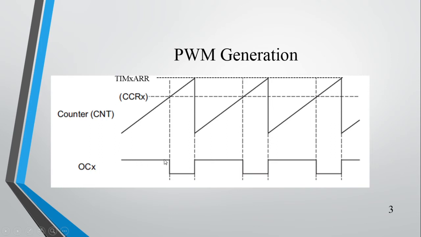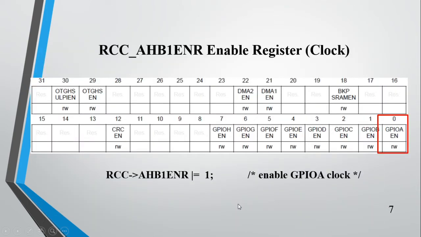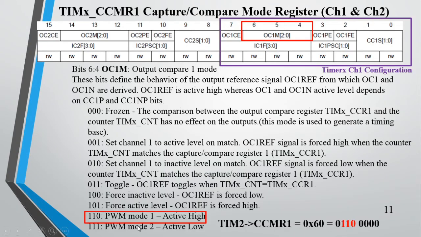If you are configuring PWM mode 2, instead of active high, it will be active low. So for the time being, I am configuring PWM mode 1. Bit numbers 6, 5 and 4 should be 110. That is why I am writing CCMR1 equal to 0x60. 60 means 0110, so bits 6 to 4 will be 110, and 110 means PWM mode 1.